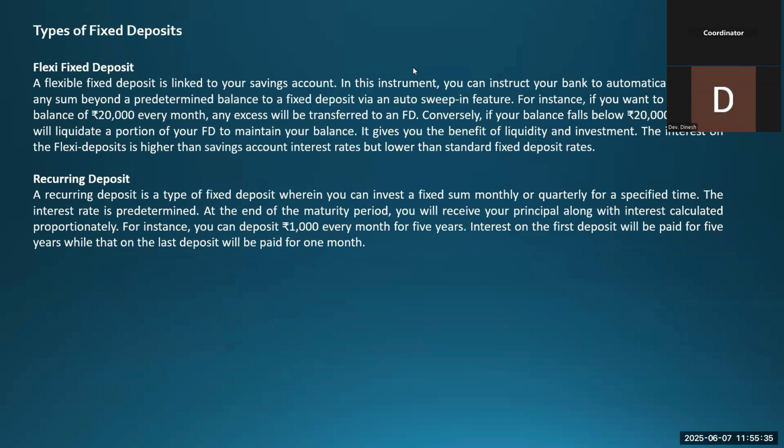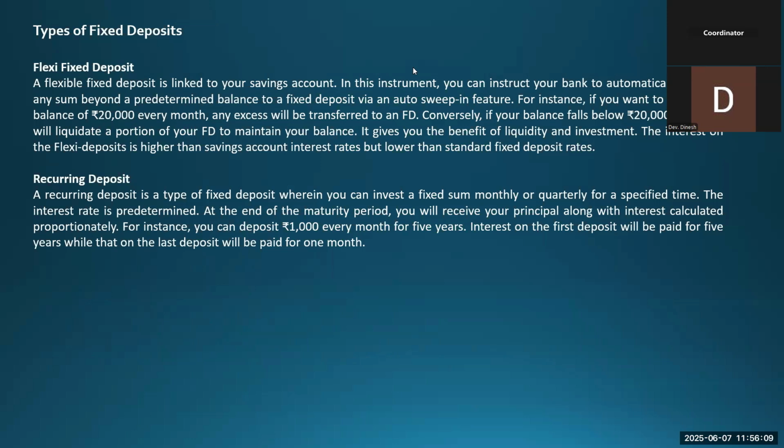There are also different types of FDs like flexi fixed deposit. In this, you can instruct your bank to automatically transfer any sum beyond a predetermined balance to a fixed deposit via the auto sweep-in feature. Now, this is an important feature which is available in some banks. Let's say a customer is maintaining 5 lakhs in their savings account. The customer can give an instruction to the bank to transfer all the money above 1 lakh to a fixed deposit.